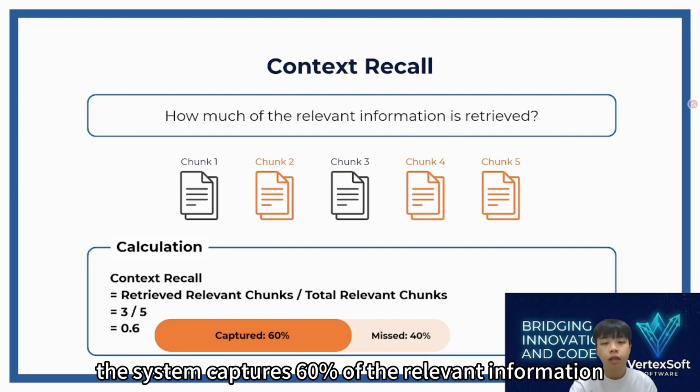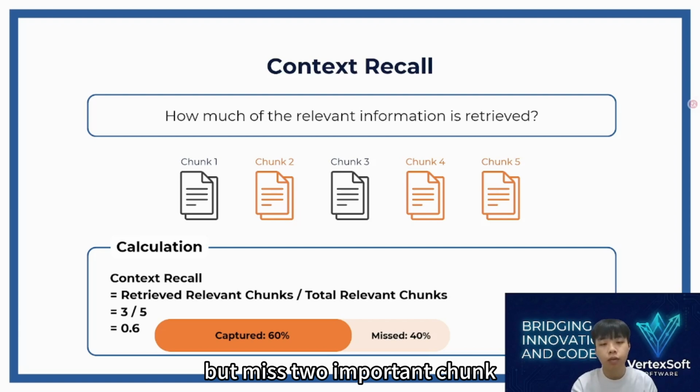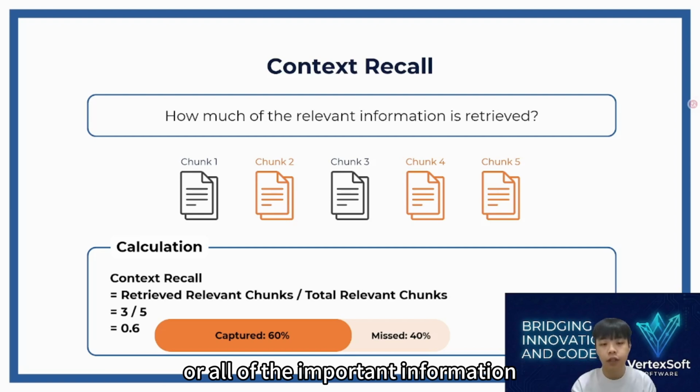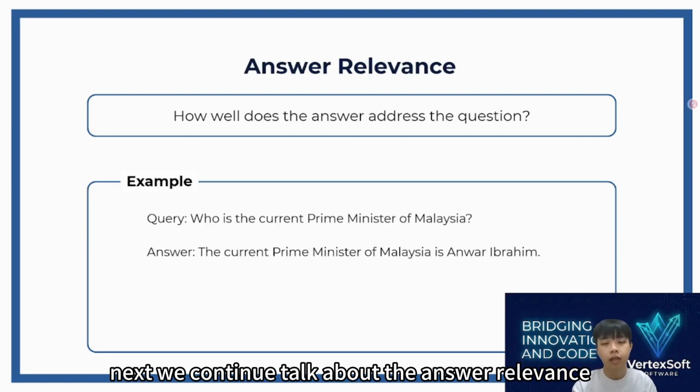This means the system captures 60% of the relevant information but missed 2 important chunks. A higher context recall means the system retrieves most or all of the important information. A lower context recall means the system missed key information. Next, we continue to talk about answer relevance.